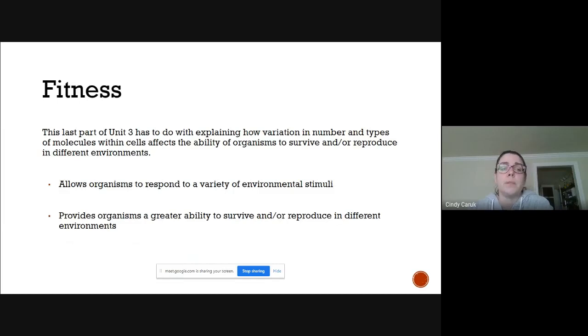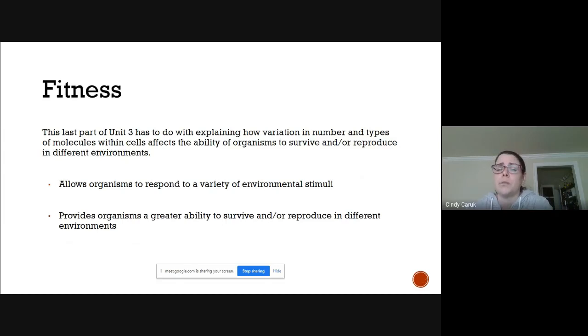So fitness, the last part of Unit 3. This is to explain how variation, number, and types of molecules within a cell affects the ability of the organisms to survive and/or reproduce in different environments, right? Just taking directly from the curriculum and exam description: it allows organisms to respond to a variety of environmental stimuli, and provides organisms a greater ability to survive and/or reproduce in different environments.